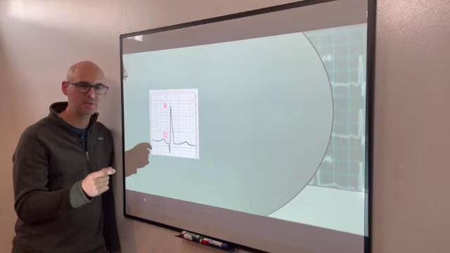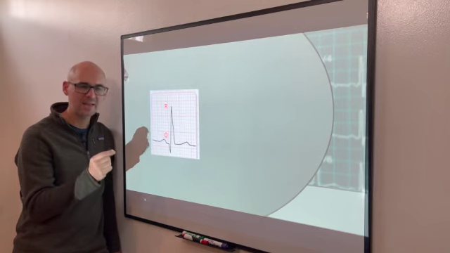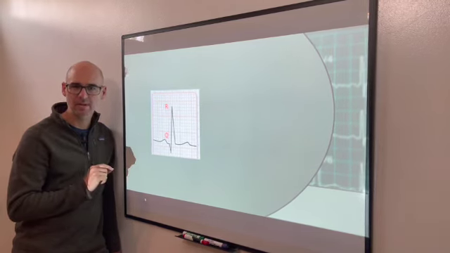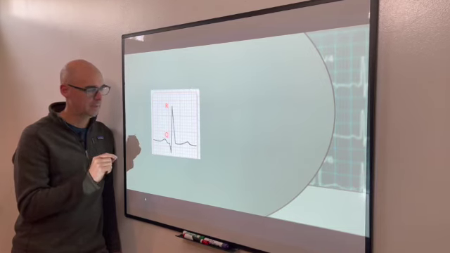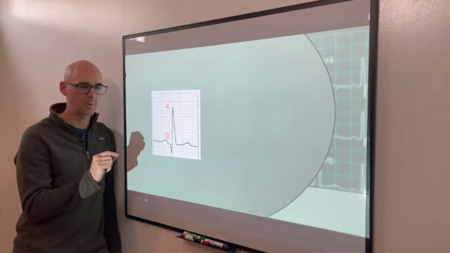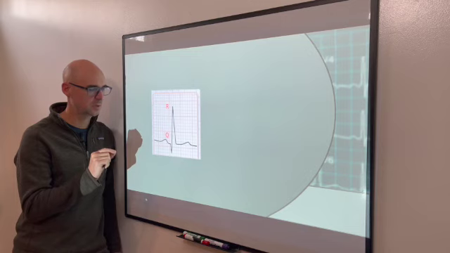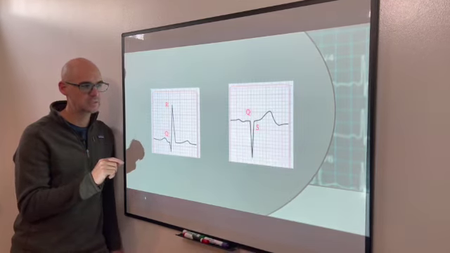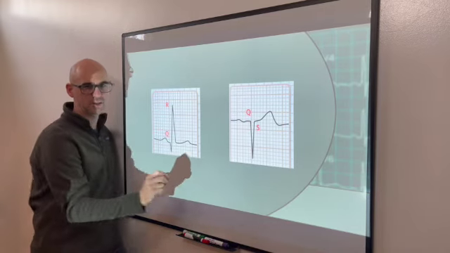And typically what we find is that when they're less than 1 box wide, they're typically not very deep either. So they're usually pretty small. And so that is how we usually define those physiologic Q waves, versus when we have a pathologic Q wave.